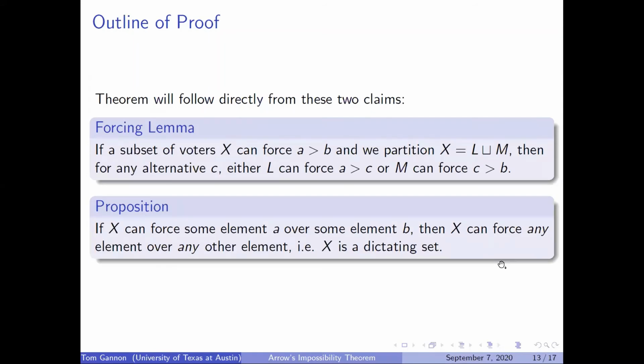So there has to be a subset of X that can force something in X, so there has to be a dictator. That's absolutely right. And the reason is this: our starting subset of the voters is the subset of all voters.